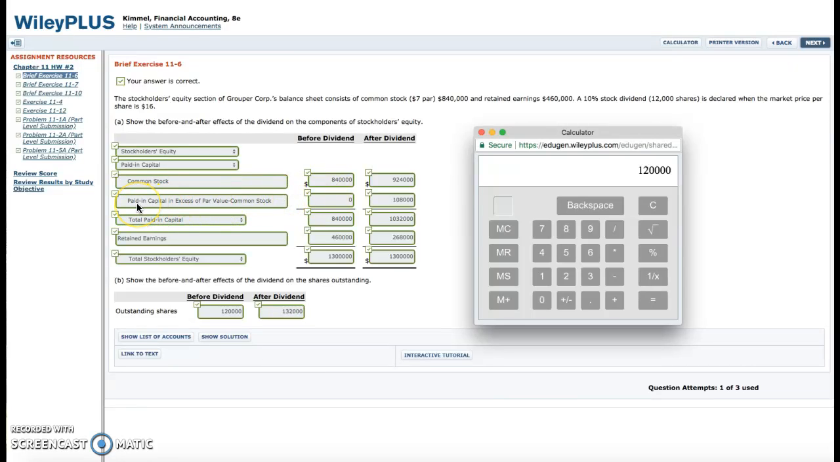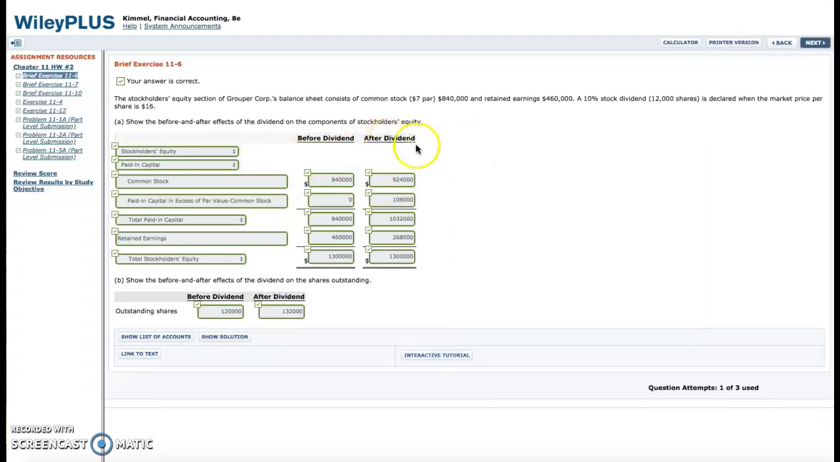The very next item is going to be paid in capital in excess of par value common stock. We are at 0 at this point because it is how we are beginning off before the dividend. The total paid in capital is going to be $840,000, and the retained earnings here are $460,000. So we're going to enter that number in as retained earnings. And if we add those two up, the total stockholders' equity before the dividend is going to be $1.3 million. So hopefully that makes sense for everyone.